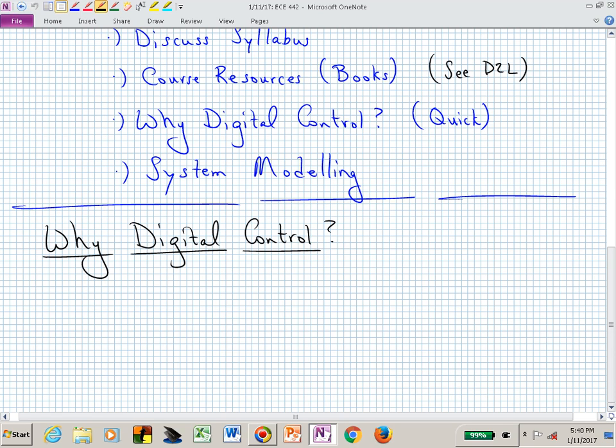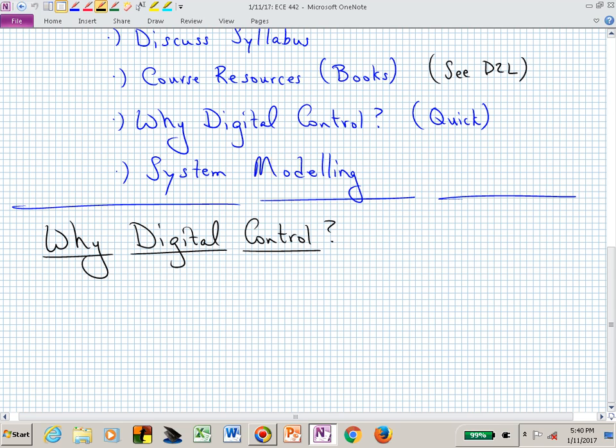Now what I want to do is get into a quick overview about why you might want to study digital control, and then we'll get into system modeling, unless there are questions about the process of the class or the way it's set up. But this is how it will work or function.